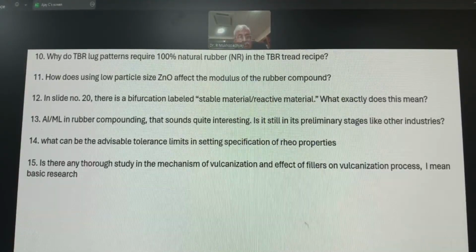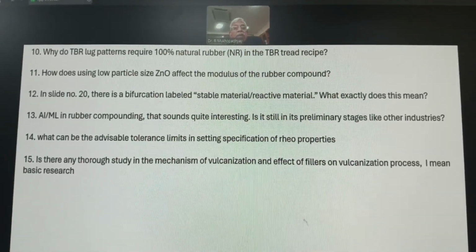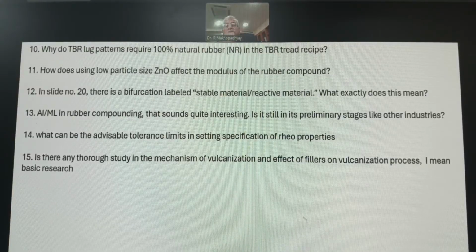Yes, actually, number 13 question, the AI/ML rubber compounding, that sounds quite interesting. Yes, it is interesting, but the only thing here is what is your historical data. First is the data acquisition and data cleaning, and data cleaning is a major job. Most of the industry people are working on it, and I hope this is the future, maybe not today, maybe 5 to 10 years down the line, possible.